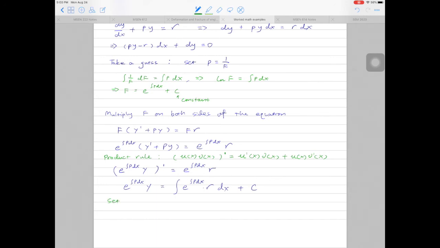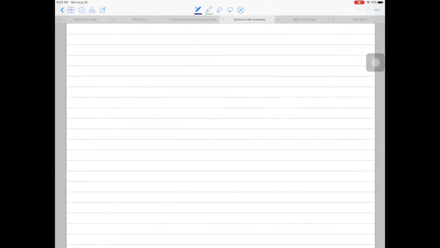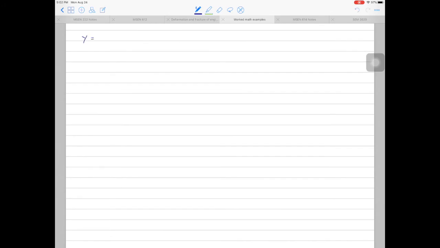The term integral of p dx looks pretty messy, so let's set this as h. Then the whole expression can be rewritten as e to the power of h multiplied by y is equal to the integral of e to the power of h multiplied by r dx, plus c. Divide by e to the power of h on both sides of the equation, and you will have this. Expand the expression on the right, and you will have the final solution having y as a function of h, and h is a function of x, so you have y as a function of x.